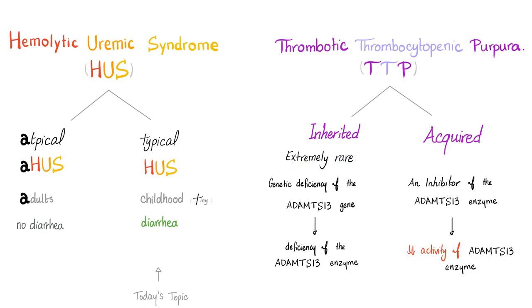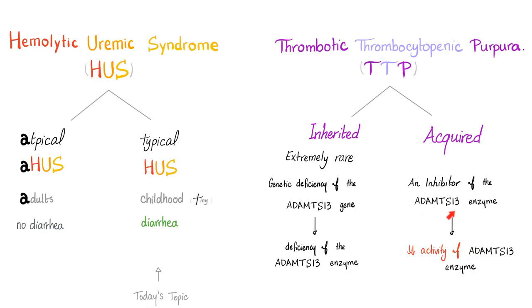Inherited, it's extremely rare. There is a genetic deficiency of the ADAMTS13 gene, which will lead to deficiency of the ADAMTS13 enzyme. Acquired, there is no deficiency, the enzyme is there, but there is an inhibitor, usually an IgG inhibitor of the ADAMTS13 enzyme, leading to decreased activity of ADAMTS13 enzyme, usually less than 10% of normal.